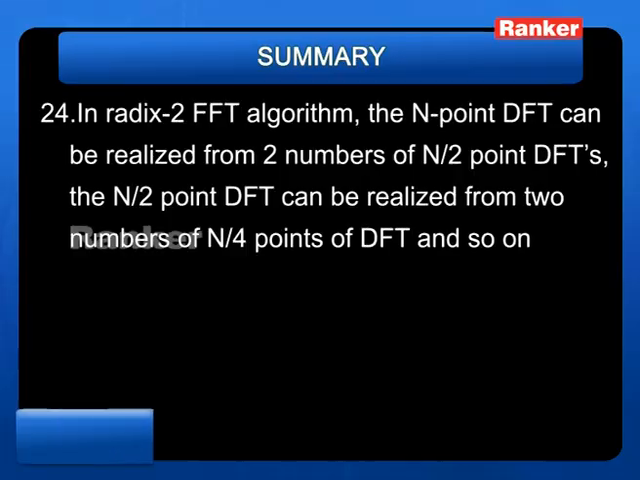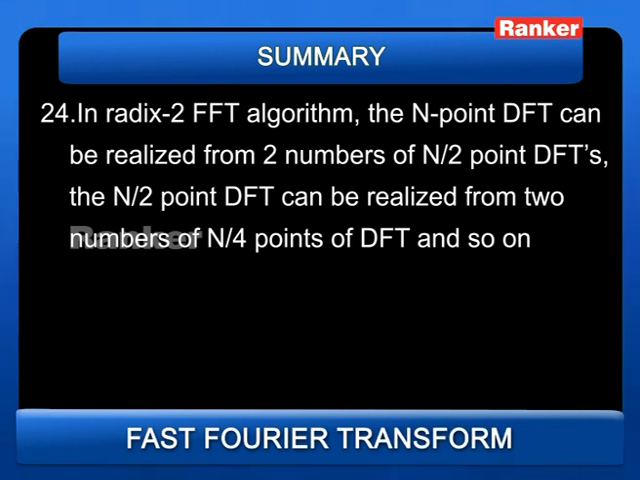Okay. So, in radix 2 FFT algorithm, the n point DFT can be realized from two n by 2 point DFTs. The n by 2 point DFT can be realized from two n by 4 point DFTs, and so on. So, that is the 24th point.